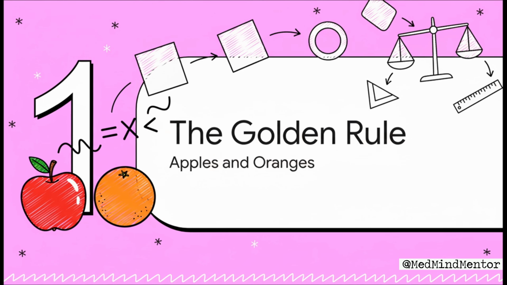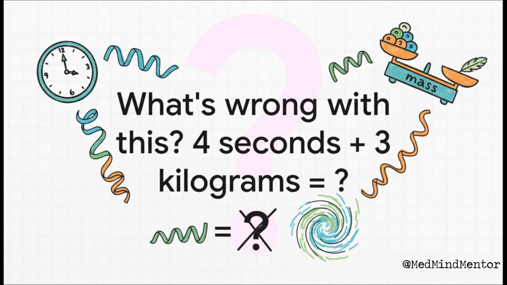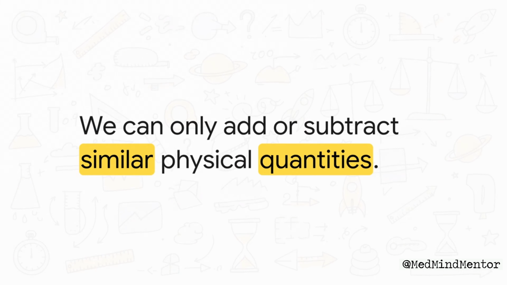All right, let's kick things off with a super simple, common sense idea. Seriously, this is the foundation for everything else we'll talk about. And honestly, it's something you already know deep down. So take a look at this. 4 seconds plus 3 kilograms. It just looks wrong, doesn't it? It feels weird because, well, it is. You can't just add time to mass and get a sensible answer. They're totally different things.